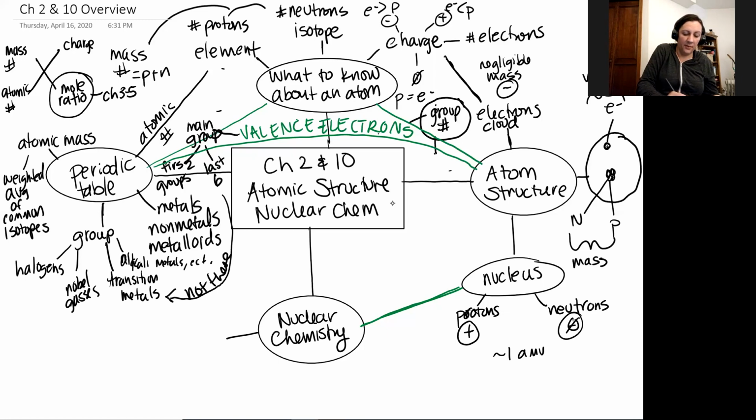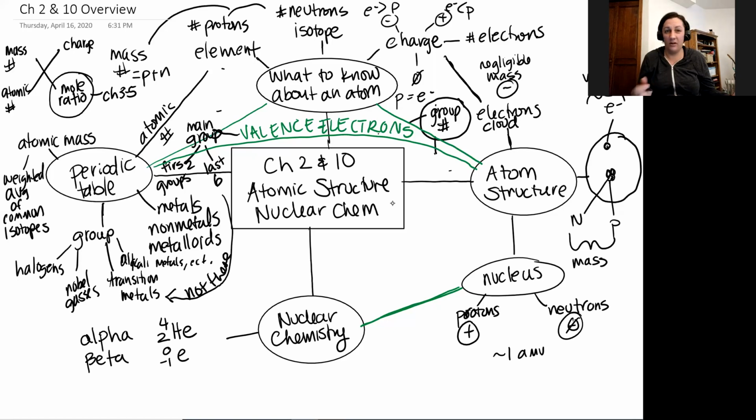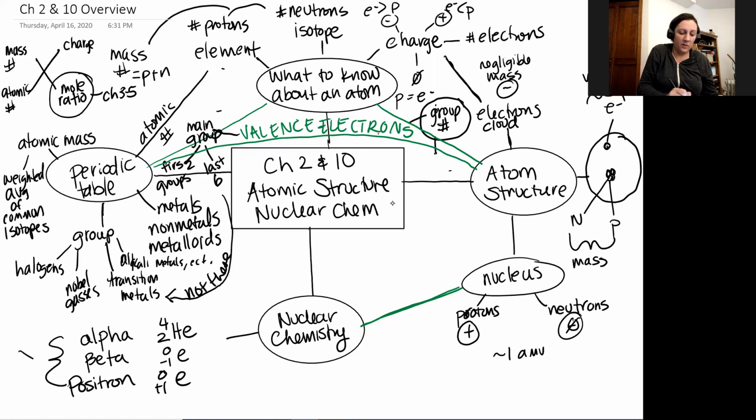We'll have alpha particles. These are a helium nucleus, essentially. There's 2 protons and 2 neutrons. Beta particles, which are essentially an electron. It's a negative charge with very little mass. And a positron, which is a positive charge with very little mass. So it's like the opposite of an electron. So these are the 3 main ones we'll be working with.